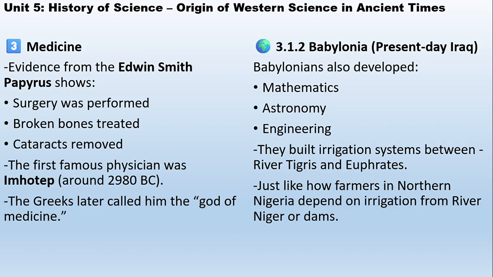So they were able to create calendar, mathematics, and then medicine. Evidence from this Edwin Smith Papyrus, another name that comprises medicine, shows that surgery was performed, broken bones were treated, and cataract was removed.